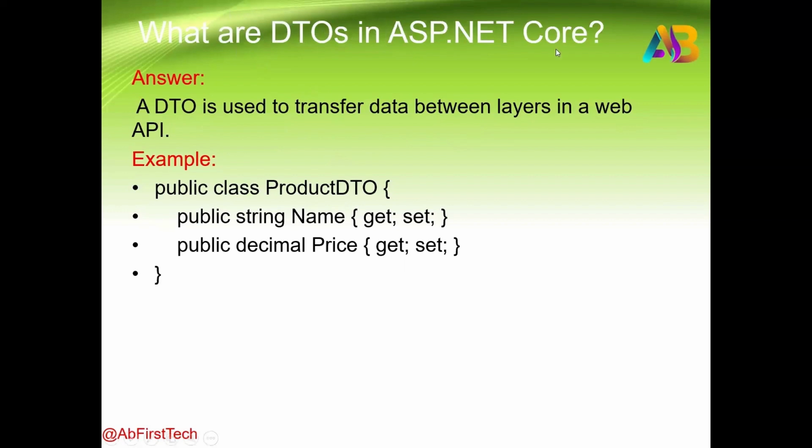So what are DTOs? DTOs are used to transfer data between layers. Okay. ProductDTO, for example, is a common DTO model where we have name and price. When our application is a multi-layer application, to transfer the data from one layer to another layer, we'll use DTOs.